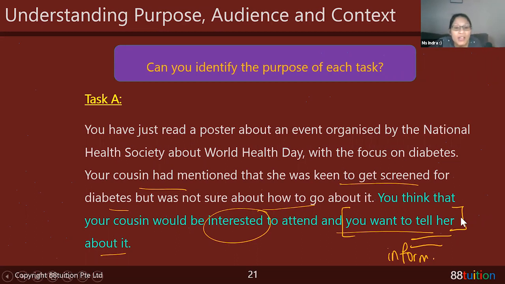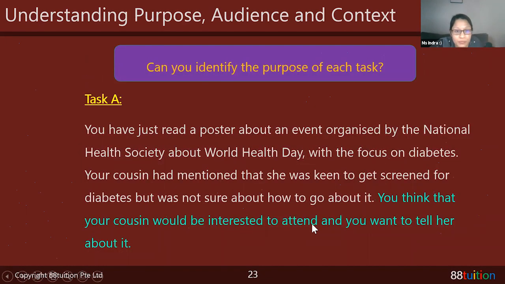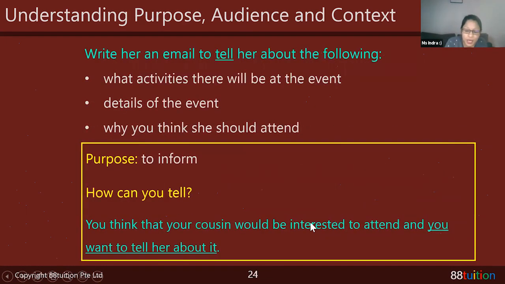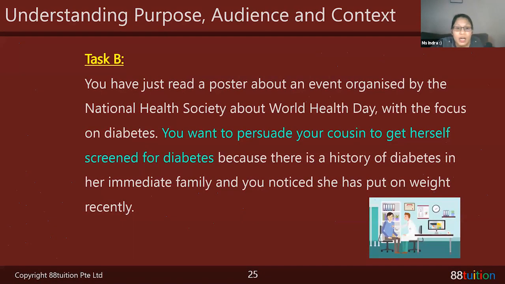Okay, and how can you tell? What are the keywords? Basically, you think that she'll be interested to attend, right? Okay, so let me just show you. This is what it is, okay? You think your cousin will be interested to attend and you want to tell her about it. Yes, Jiayun, thank you very much. Okay, it is basically to inform her. Okay, now the next one.